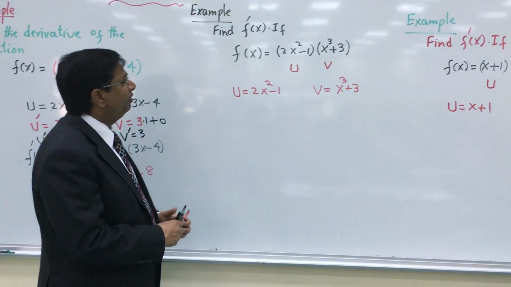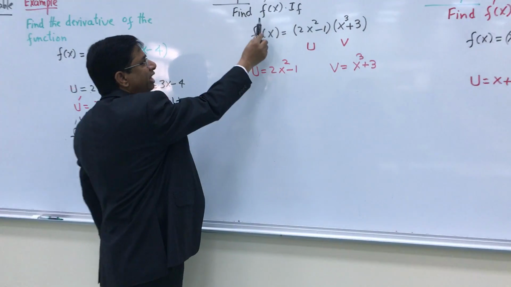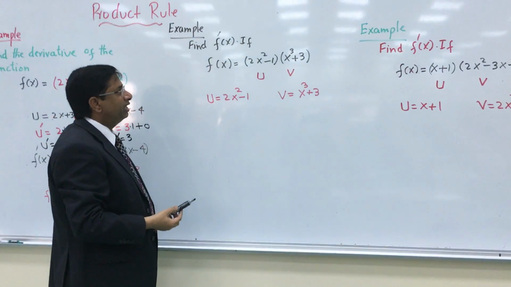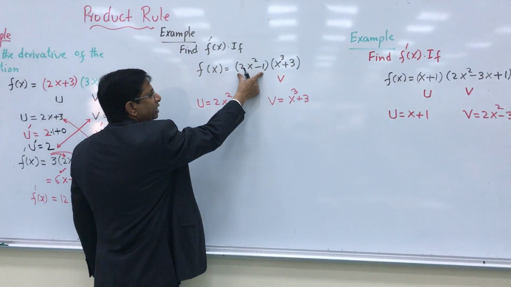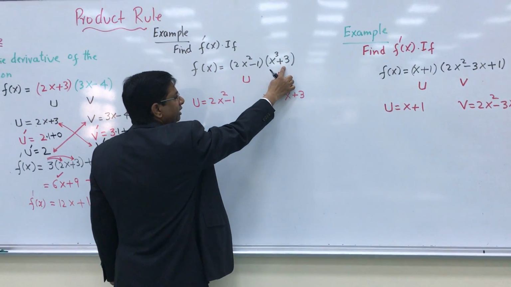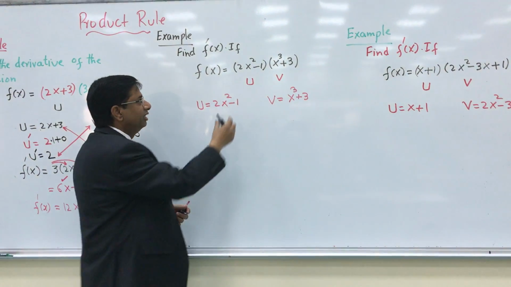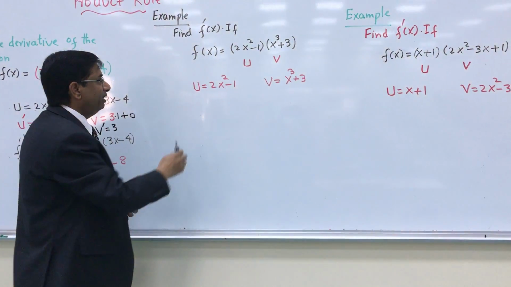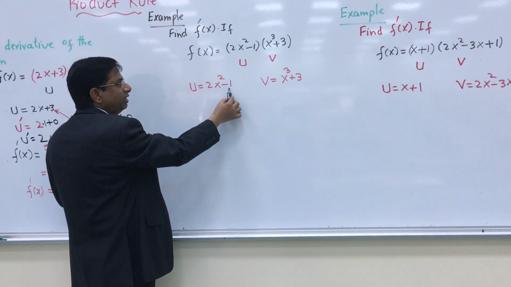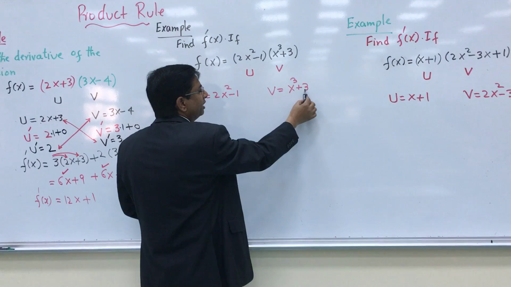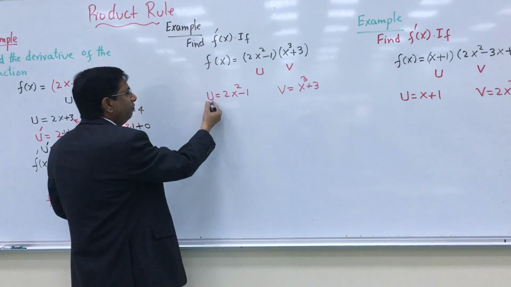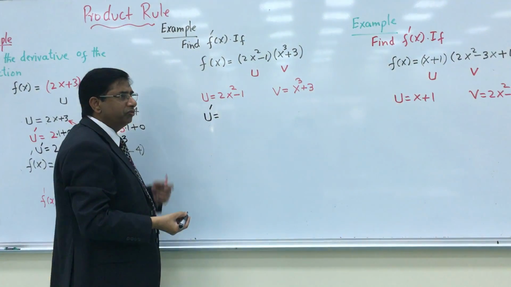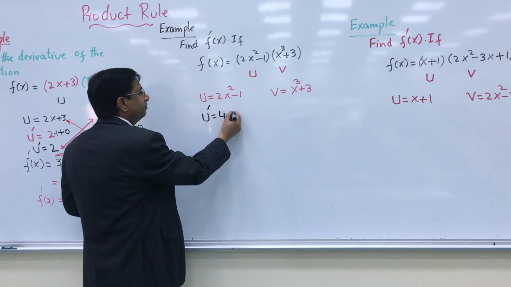In this example, we have been given function f(x) and we have to find f prime of x. You can see this is a product of two functions, (2x squared minus 1) times (x cubed plus 3). Say the first function is u and the second function is v. So we write separately u equals 2x squared minus 1 and v is x cubed plus 3. Now we can differentiate. So u prime is 4x.